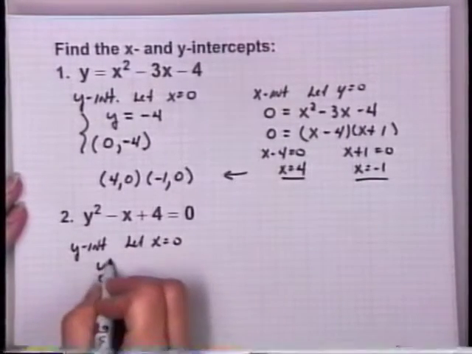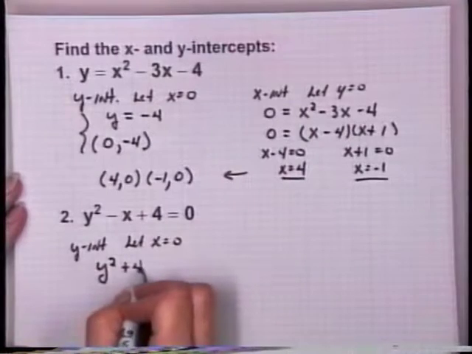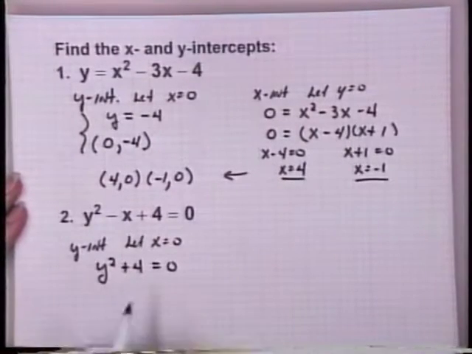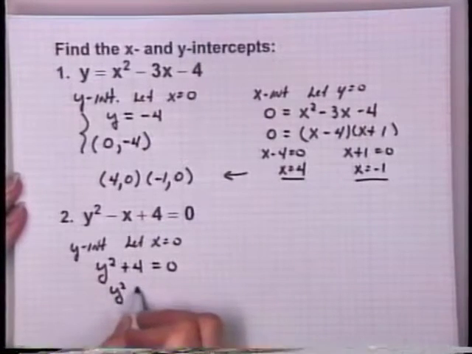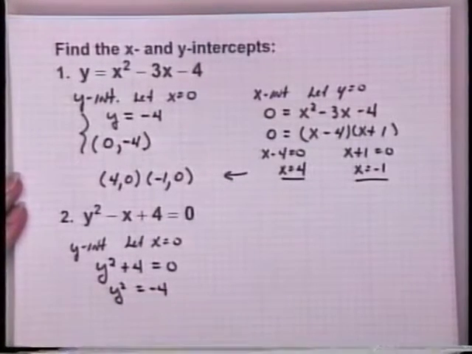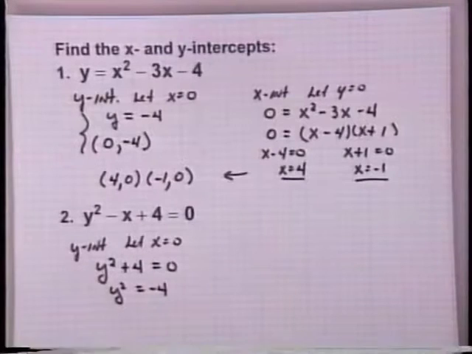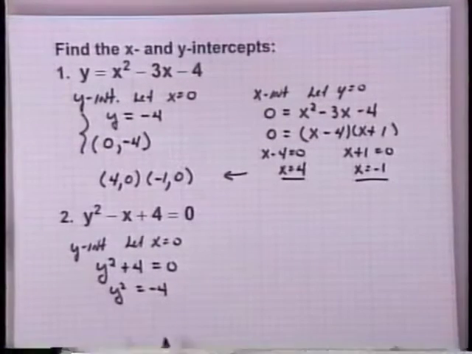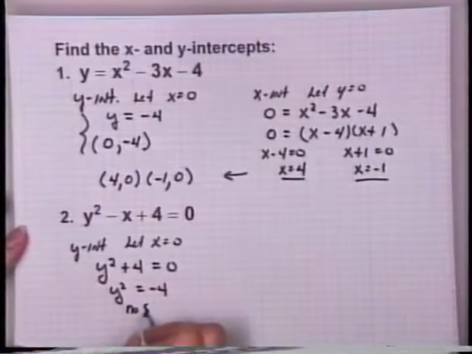So my equation then will say y squared plus 4 equals 0. If x is 0, that's going to be gone. What happens when I solve for y squared? If I subtract 4 from both sides, my equation says y squared equals negative 4. Now remember, if I'm working with real numbers only, can this happen? Can y squared be negative 4? No, it can't. There is no solution here.